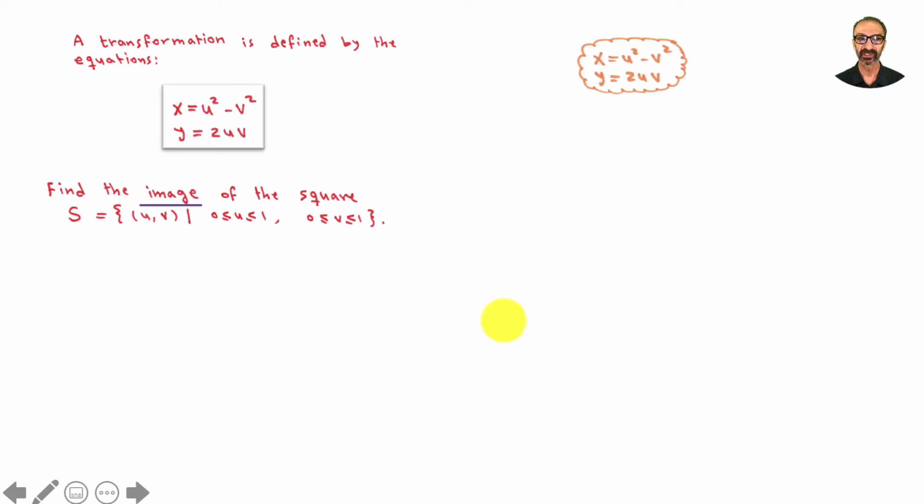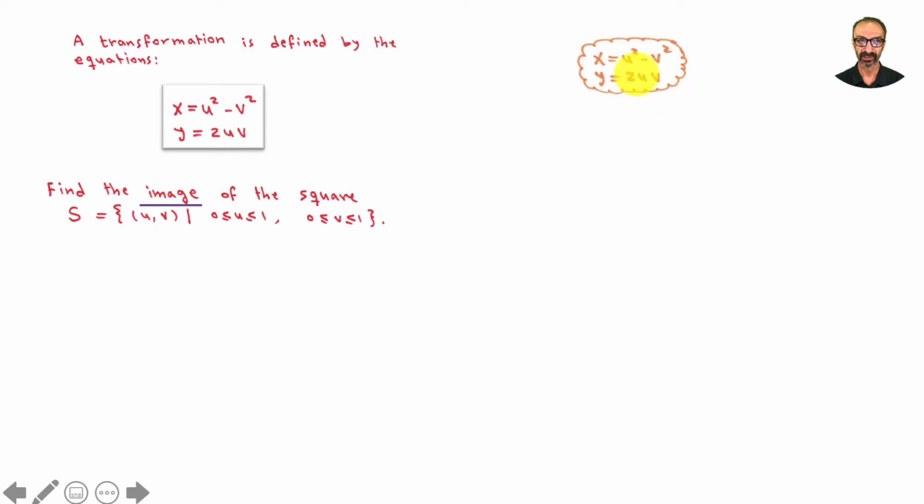A transformation is defined by the following equations: x equals u squared minus v squared, y equals 2uv. Find the image of the square. That's the easiest way to start. The original S region is uv such that u ranges from 0 to 1 and v goes from 0 to 1 also. Let's keep this in mind.